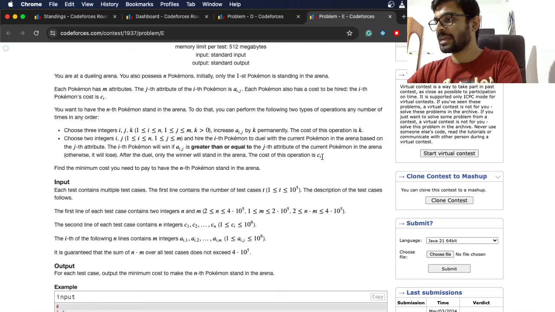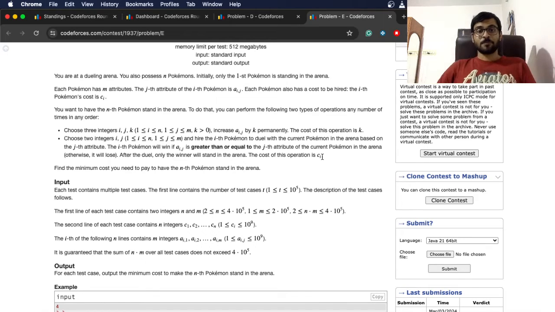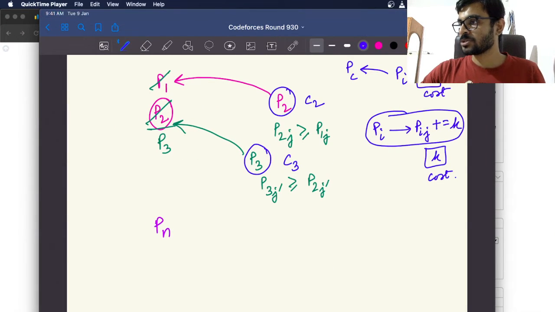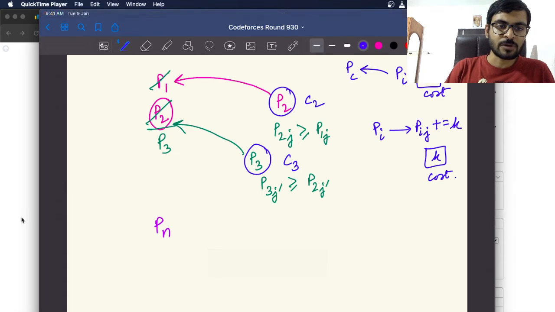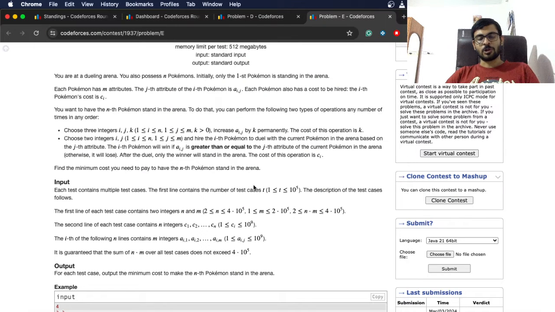So that means you can take any Pokemon, pick up the J and say Pij plus equals k. This is a permanent change. So for this, the cost will be k. So for Pij plus equals k, you have to select some i, j and k, and then you can increase it. This is a permanent thing, and the cost for this operation will be k. Now with minimum cost, you have to launch this Pn into that stand.